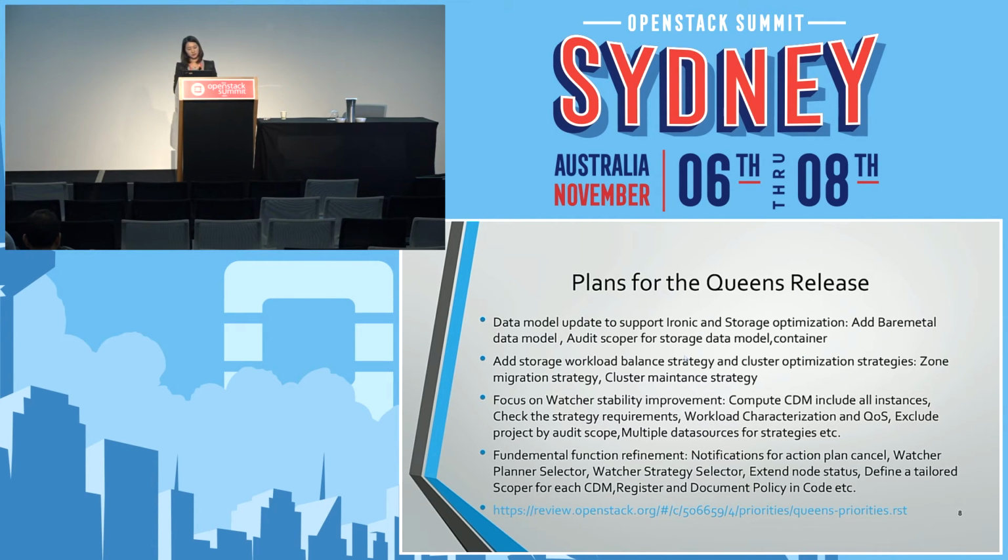And then come the Queens plans. We will add a data model to support Ironic related resource optimization, and we're also considering adding something about containers. And also one big thing is that we are going to add some storage optimization strategies, zone migration and cluster maintenance strategy. And thirdly, we will also focus on Watcher stability improvement.